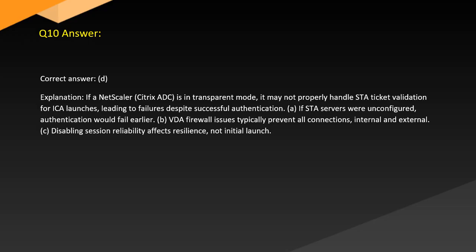Answer. Correct answer: D. Explanation. If the NetScaler Citrix AG is in transparent mode, it may not properly handle STA ticket validation for ICA launches, leading to failures despite successful authentication. A. If STA servers were unconfigured, authentication would fail earlier. B. VDA firewall issues typically prevent all connections, internal and external. C. Disabling session reliability affects resilience, not initial launch.